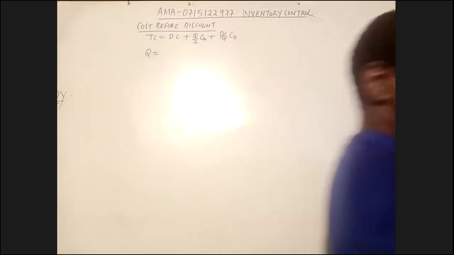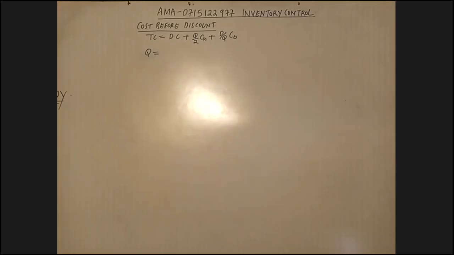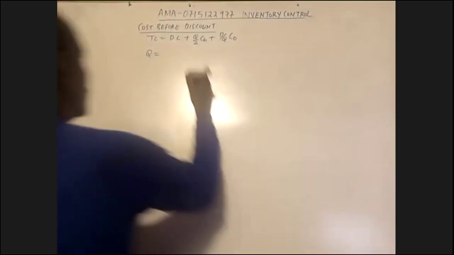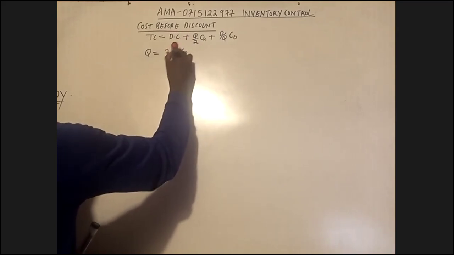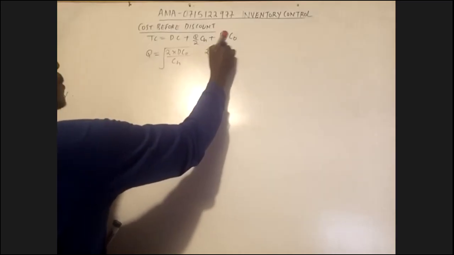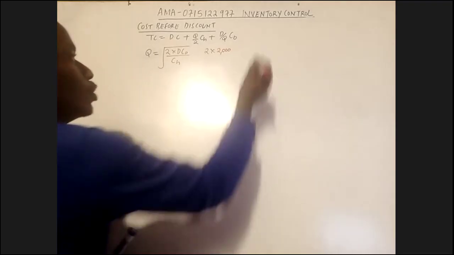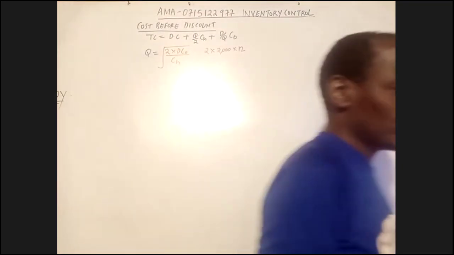Let us read the question together. A company has a monthly demand. The keyword is the word monthly, demand of 2,000. So our demand is monthly. So 2 times D CO over CH. So 2 times 2,000, but remember it's monthly. It's supposed to be annually, so you multiply the monthly by 12.